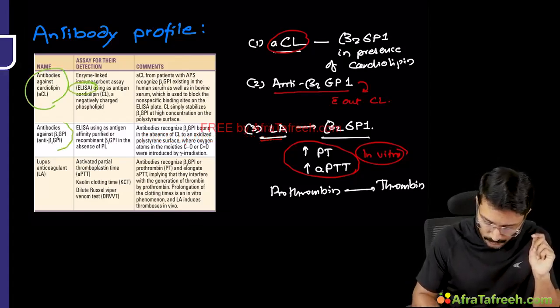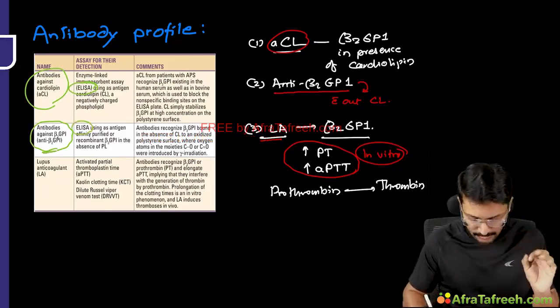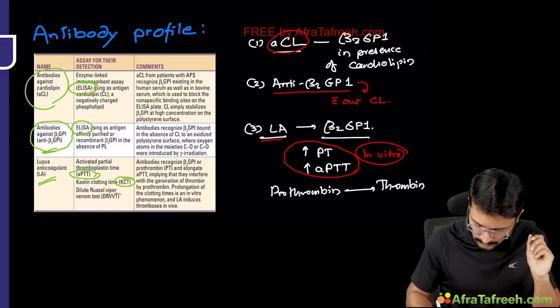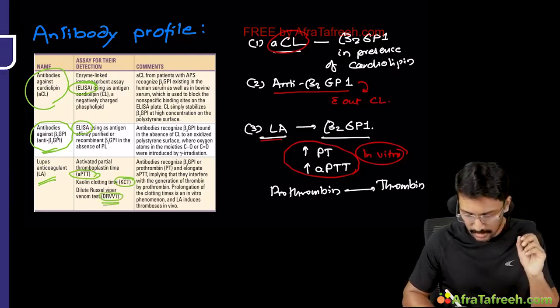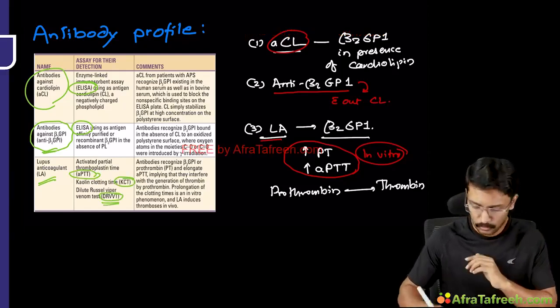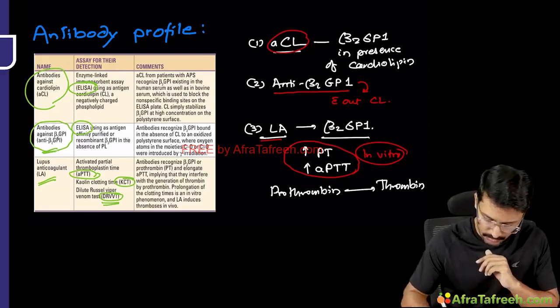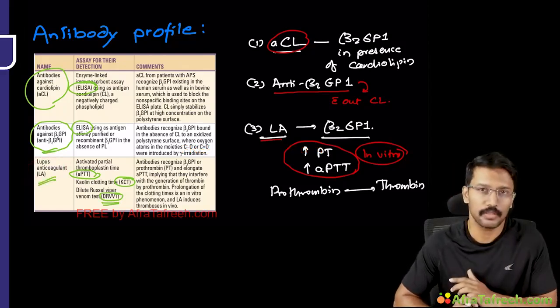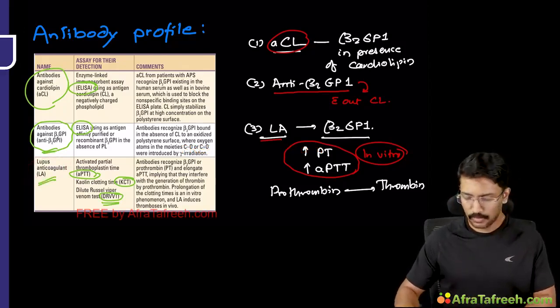When you talk about the anti-beta-2 glycoprotein 1 antibody, again it is going to be ELISA. But for lupus anticoagulant, you can look at APTT, kaolin clotting time, and dilute Russell's Viper Venom test, DRVVT. These are the tests that we can do for it. So I particularly want you to remember the test done for detection of lupus anticoagulant, right? That can be an important MCQ. Okay, so this is about the antibody profile.